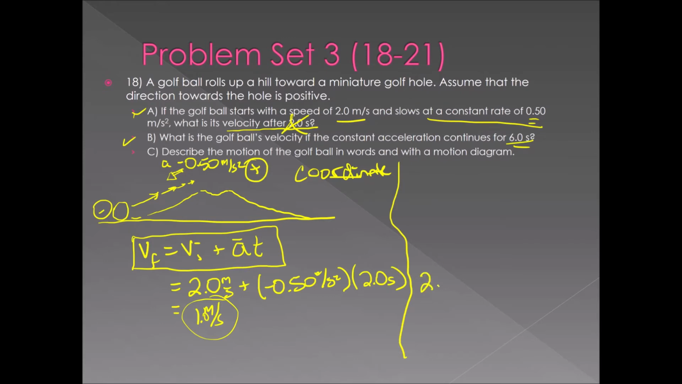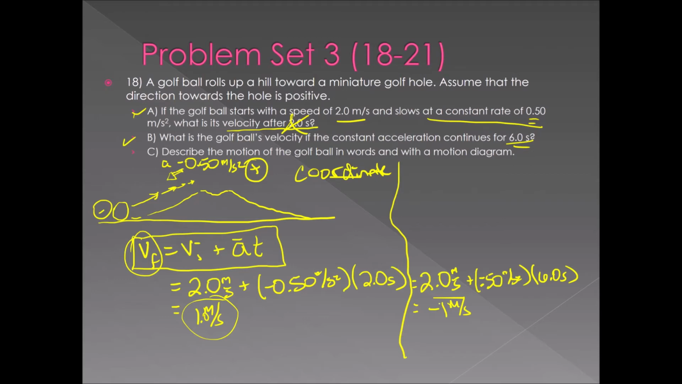It still started at 2 meters per second. It has the same acceleration, negative 0.50 meters per second squared, and this time it's going for 6 seconds. And that's still equal to my final velocity over here. So plug that into your calculator, see what you get. Did you get negative 1 meter per second? If you did, you're right on.